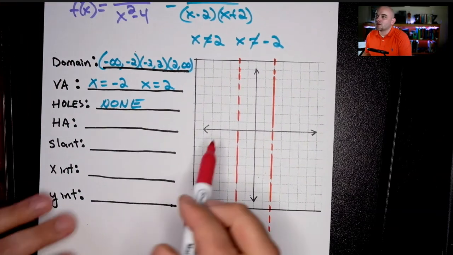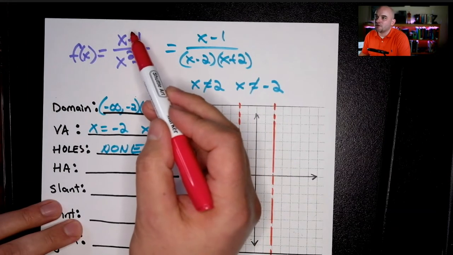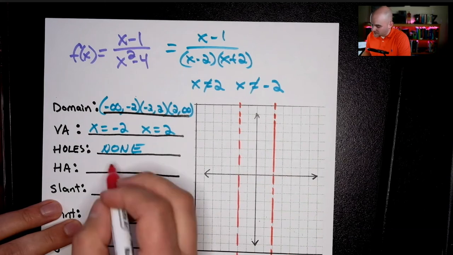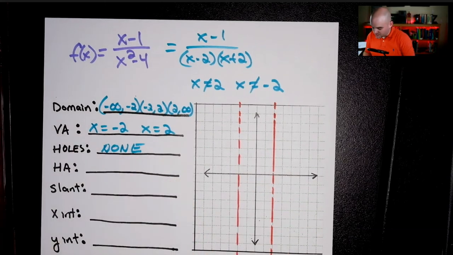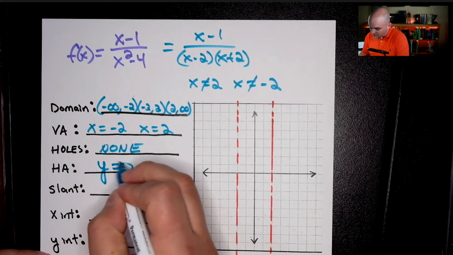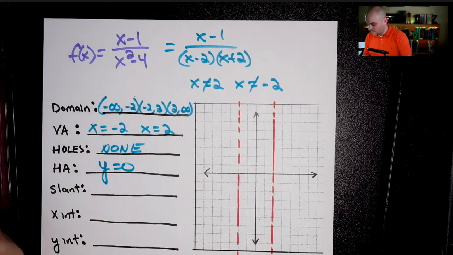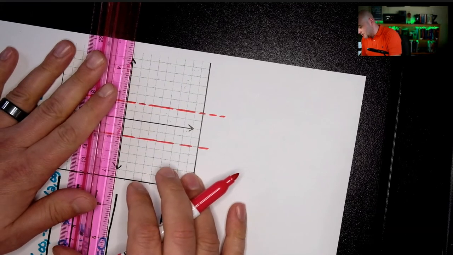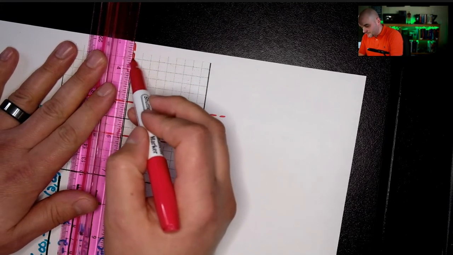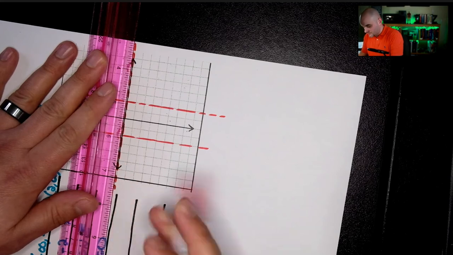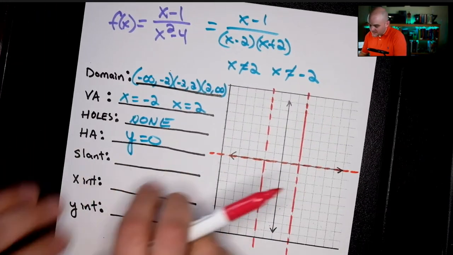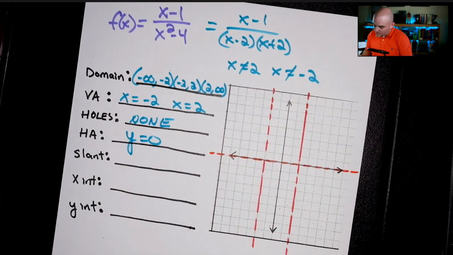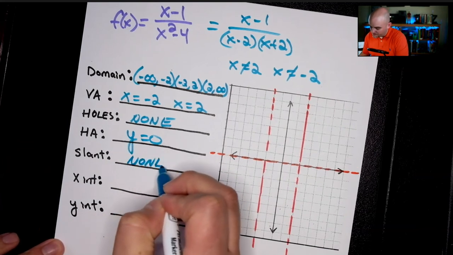There we go. The horizontal asymptote, well, the degree of the numerator is less than the denominator, so there's going to be, look, I'm going to switch it again. It's going to be at y equals 0 because the numerator's degree is less than the denominator's degree. Go ahead and graph that. The slant asymptote, because we have a horizontal one, we automatically know we can't have a slant.